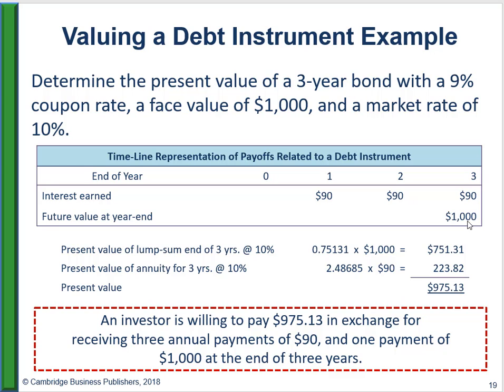Now let's discount those cash flows back using our discount rate, which is the market rate of 10%. The present value of the lump sum at the end of 3 years is that $1,000 times our present value factor of 0.75. That gets to be $751. The present value of the annuity, which is the $90 payment over the period of 3 years, amounts to $223. The present value of all those cash flows sums to $975, and that's the value of the bond, or the amount that the investor would be willing to pay in exchange for those cash flows.